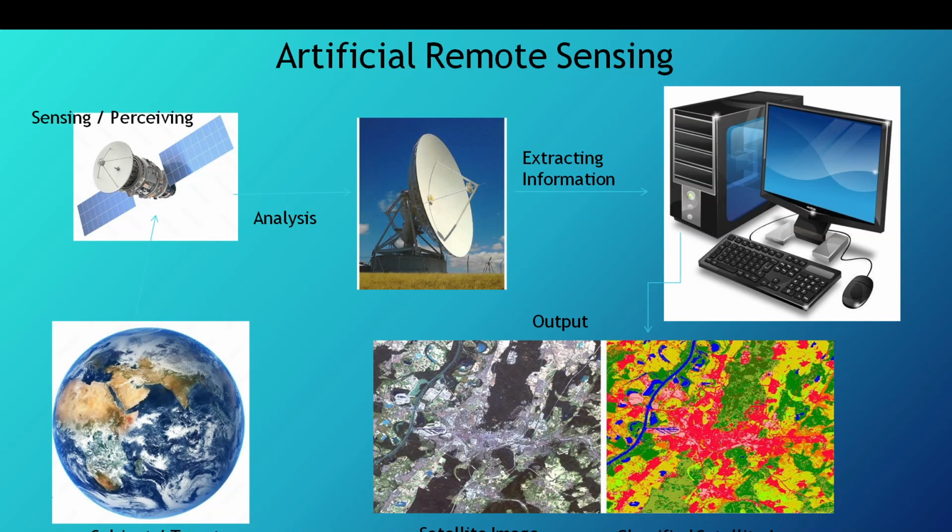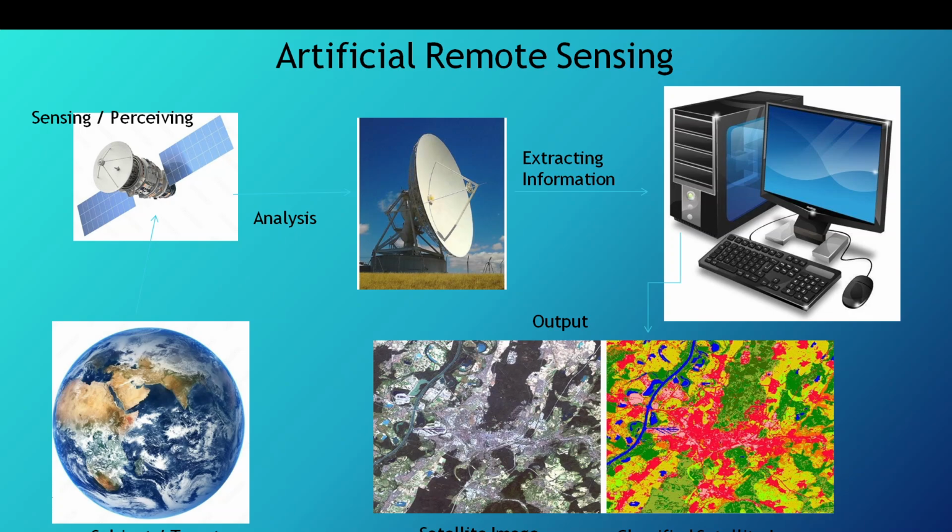Moving on. Artificial remote sensing is how technology mimics natural perception to gather information about the Earth from a distance. The process begins with a satellite which acts as the sensor capturing data from the Earth's surface. This is the sensing or perceiving phase. The data is then transmitted to the ground station with large antennas where it undergoes analysis. Next, the extracted information is processed using computers, which generate meaningful outputs.